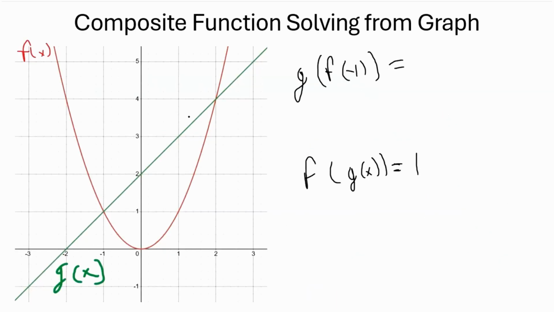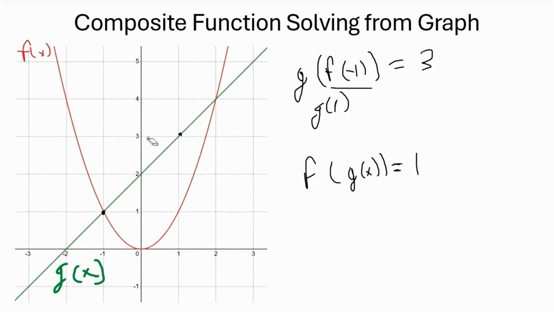Now same thing with the graphs. f of negative 1, this is f of x. f of negative 1 is 1. So this becomes g of 1. g of 1 is 3. So the answer is 3.